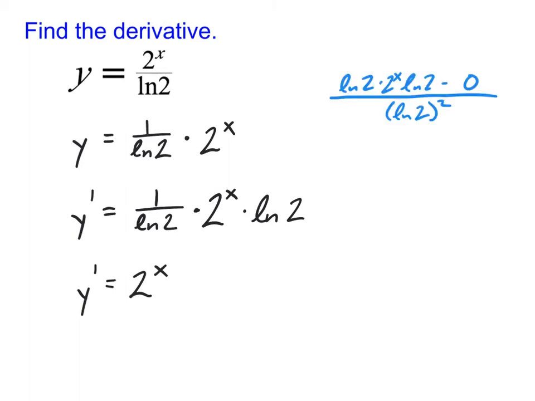Now, if you did it with quotient rule, this is what you would have ended up with. Notice on the top here, I have the natural log of 2 and the natural log of 2 multiplied into the top. So I got 2 natural log of 2's on the top, and notice I have 2 natural log of 2's on the bottom, and so all of those would cancel out, again leaving me with the 2 to the power of x.